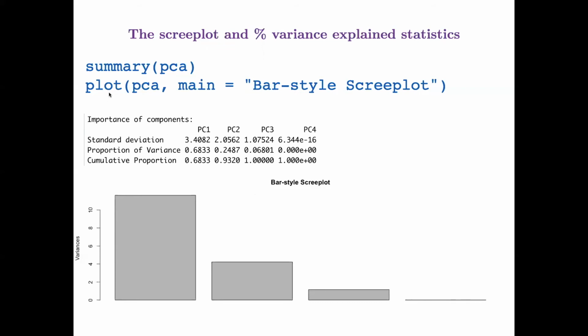And the basic plot function, just plot of PCA, I've added a title here, but if you don't add the title, if you just do plot PCA, you would get this bar plot, which is essentially a scree plot because it's just showing the variances in descending order.